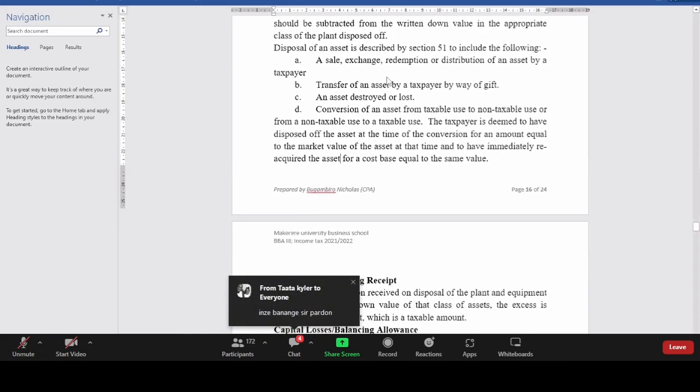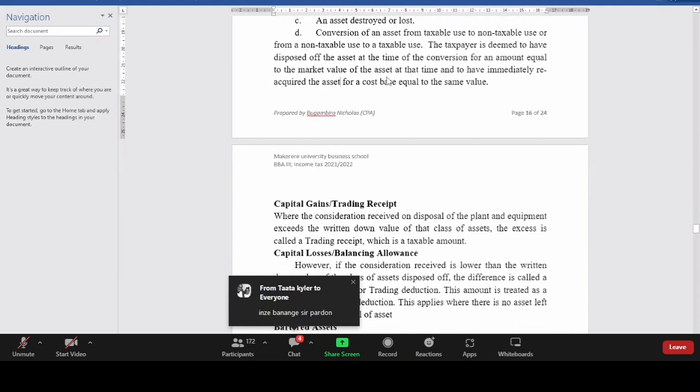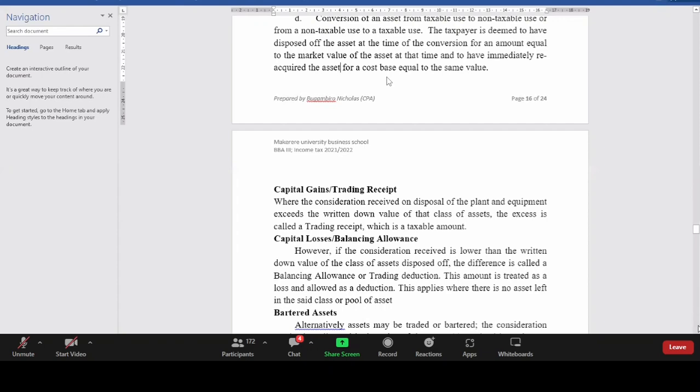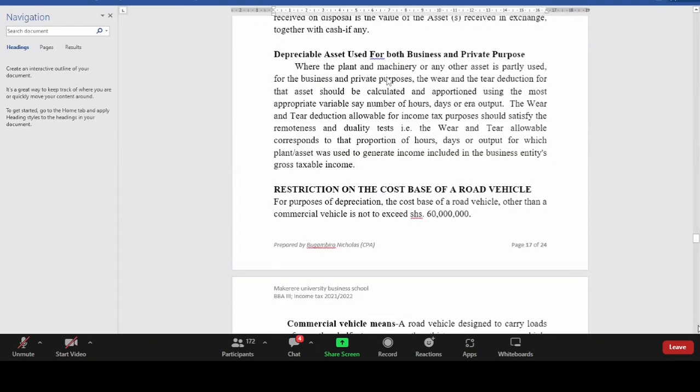Those are laws, but you have time to read them and get them. Capital gains, trading receipts, capital allowances, balance allowance. I already explained that. I'm not going to go back to that.